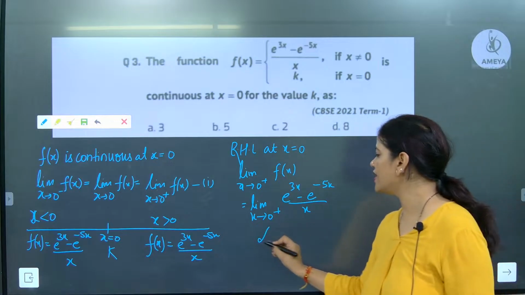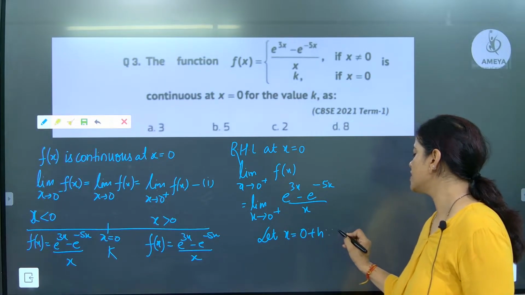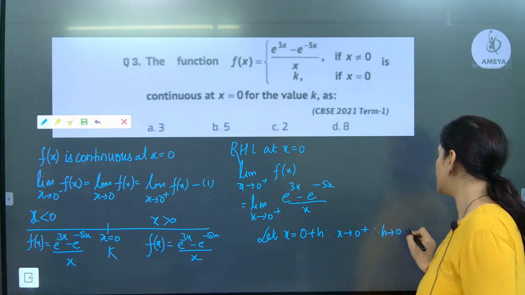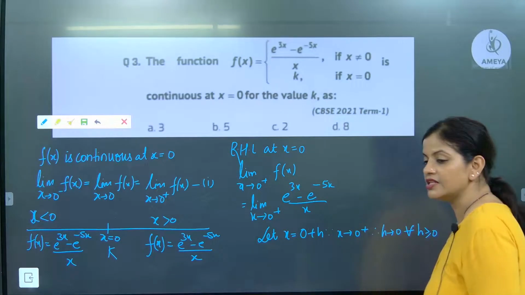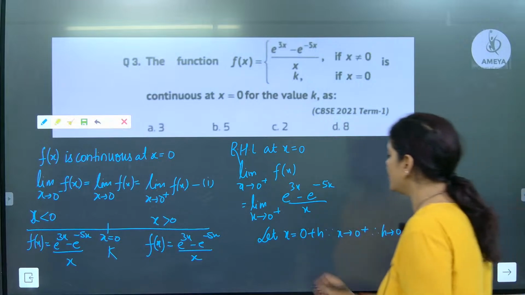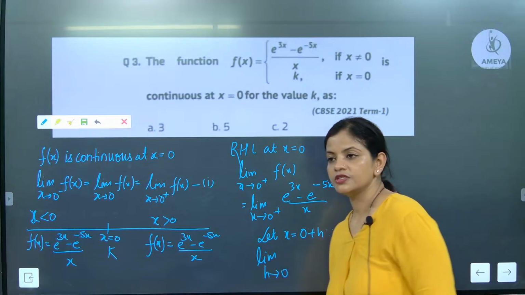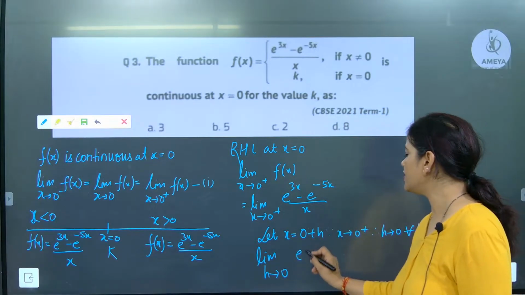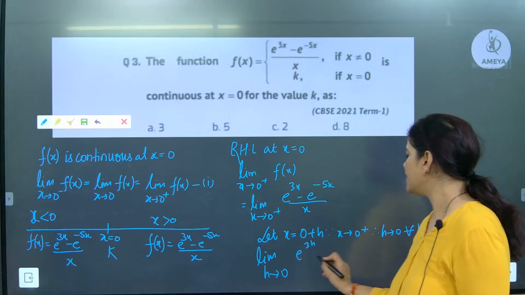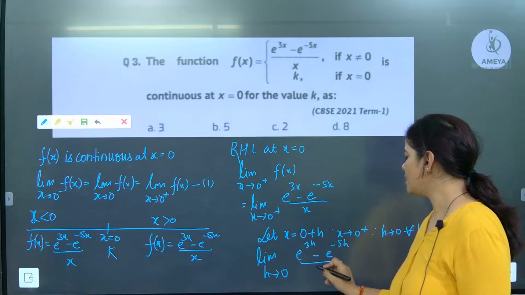So now here what will we write? Let x equal to 0 plus h. Since x tends to 0 plus, therefore h tends to 0 for all h greater than or equal to 0. So once we solve this part, we are going to write only one thing: limit h tends to 0. Now here it will become e to the power 3h, because 0 plus h will become that only, and e to the power minus 5h by 0 plus h, which means h.